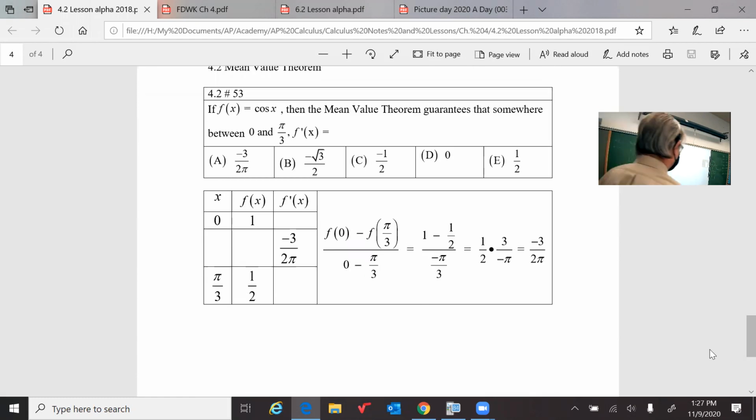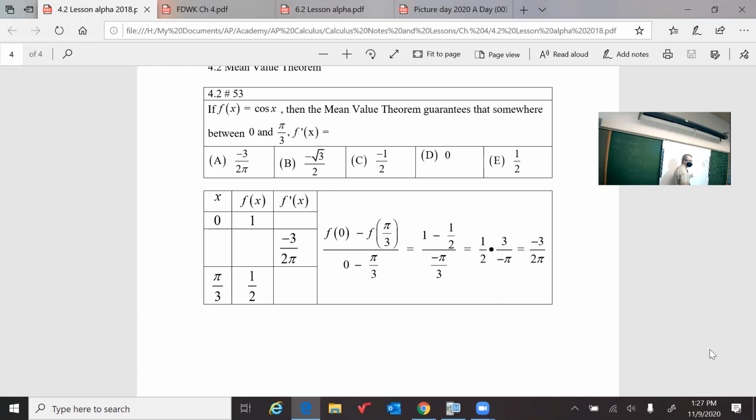Here is the table, just like over there. So I want the average change. Now, if you look over here, I subtracted down. It doesn't matter if you subtract down or subtract up. You just can't mix and match. So I did 1, take away a half, divided by 0, take away pi over 3.